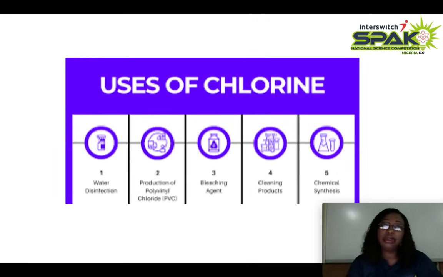Uses of chlorine. Chlorine too has a lot of uses. One major use is that it is used to disinfect germs during water purification. That's a major thing. Then it's a bleaching agent. It can also be used to produce other chemicals like HCl and polyvinyl chloride. It is used in chemical synthesis as well.